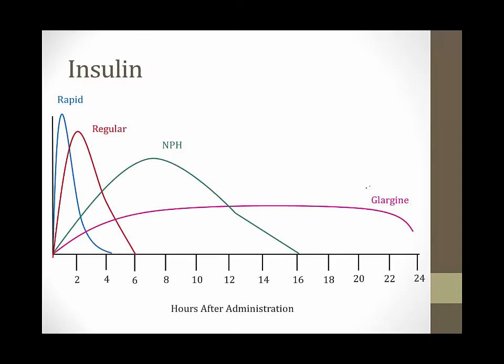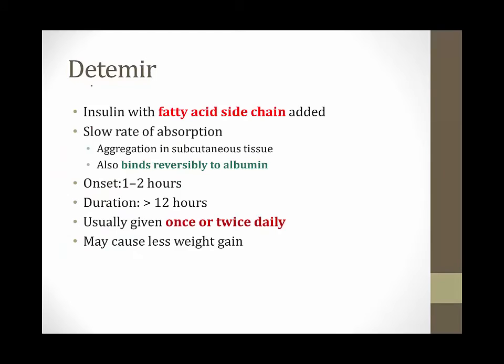You can see on this slide that Glargine has a very long duration of action compared to the other types of insulin. Glargine is what's known as a basal insulin. Diabetics can take this once a day, and then they can take a bolus of regular or rapid-acting insulin at meal times or other times when they need extra insulin in their body. The final type of insulin is called Detemir.